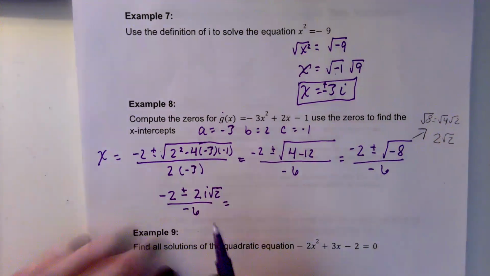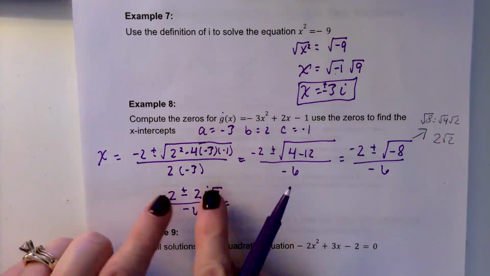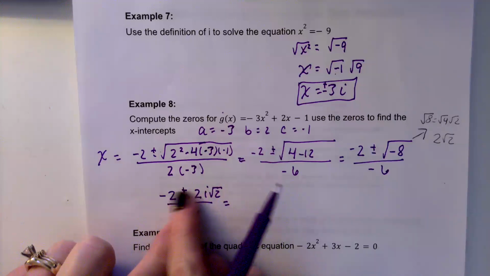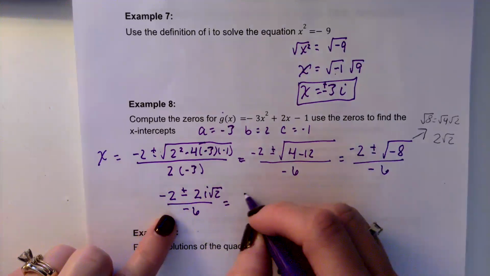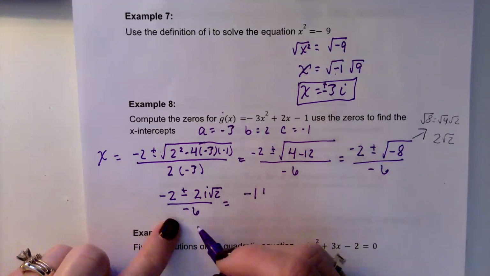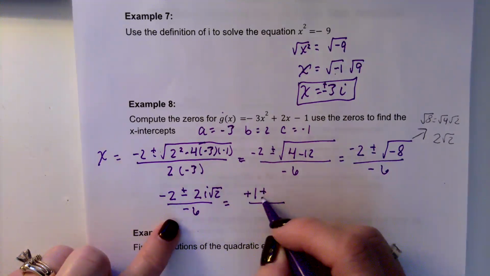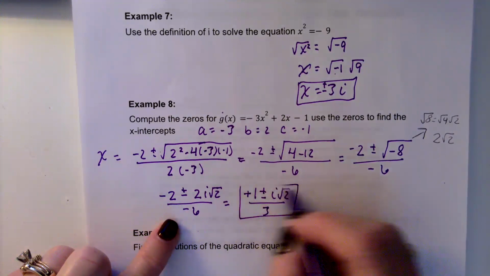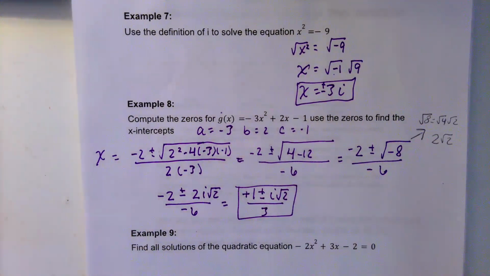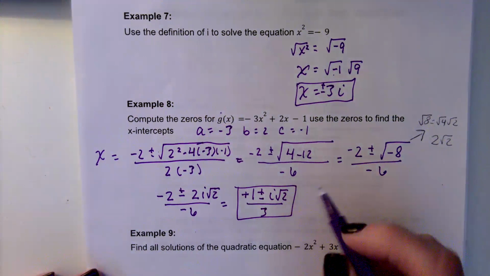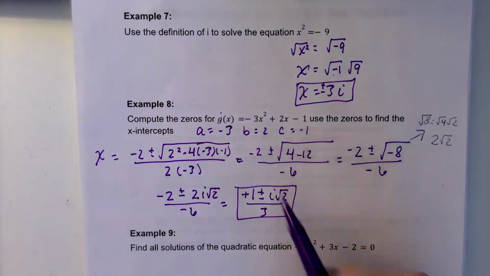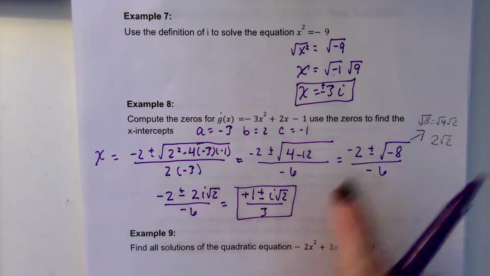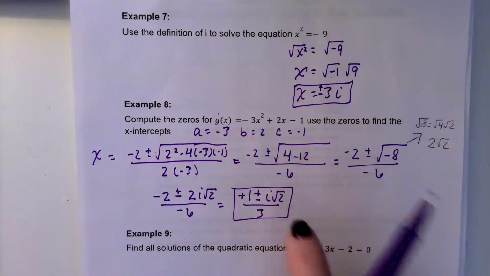And then to simplify this, if we're going to cancel something out, it has to cancel out of the real part, the complex part, and the denominator. And it looks like we can only do a 2. So we have -1, and actually the negatives cancel. So it's 1 plus or minus i times the square root of 2 over 3. And those are the x-intercepts. We could have tried to factor, but it wouldn't have worked. So the x-intercepts are these, and these are the zeros.